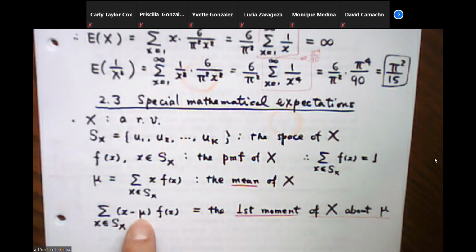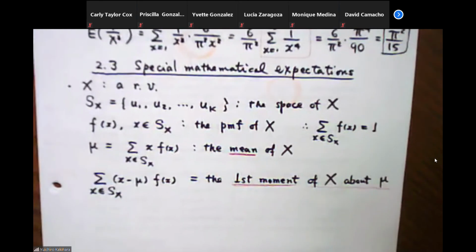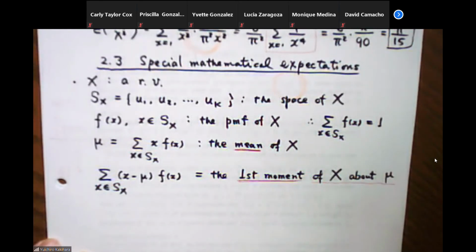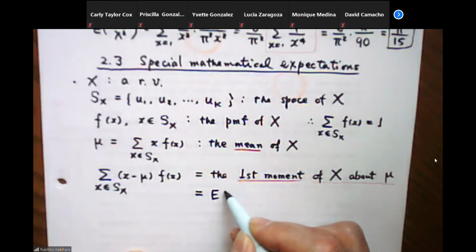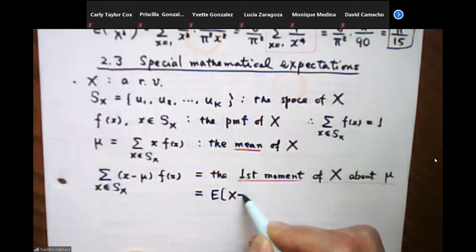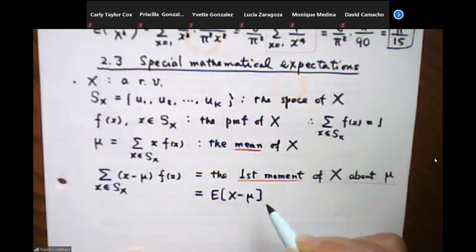If you subtract 1 from x, then this is about 1. If you subtract 3, then about 3. That's the meaning of this. Then can you get this value? Actually, we can write this in this notation. This is x minus mu. Do you agree with this? E of x minus mu.